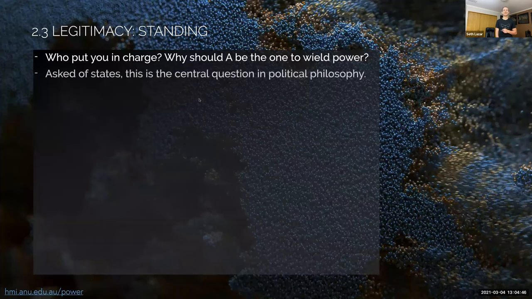This is the question of standing. And in a lot of ways, when asked of states, this really is the central question of political philosophy, from Hobbes onwards. It's why should those people get to control, to monopolize the legitimate use of force? Why should we do what they say?